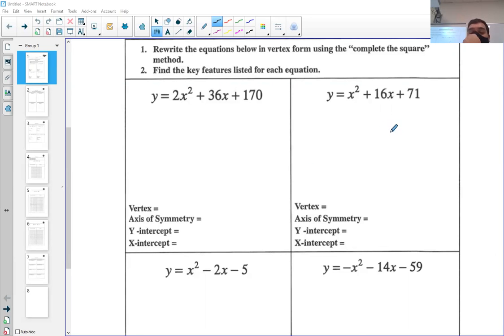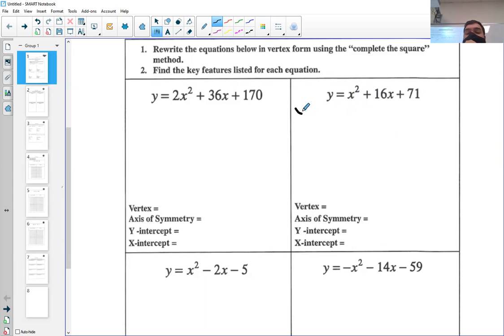All right, so let us do number 2 here. X squared plus 16x plus 71. In order to graph, we need to turn it into vertex form. Not this one, but there will be graphing ones. So I'm just starting right away. I want to finish, so I'm going to complete the square.